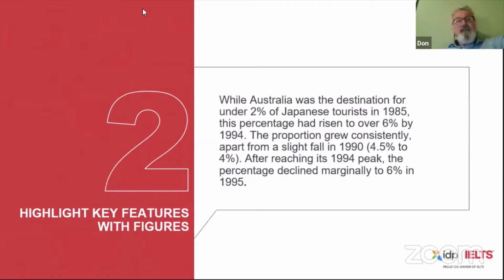The next paragraph deals with the second graph, and it does the same as the other paragraph. It uses numbers, it uses dates, and it describes very successfully the main features. It doesn't talk about every date. It doesn't say in 1985, in 1986, in 1987, in 1988, in 1989. No, it chooses the most important dates, and that's enough. Looking at the main features, not every feature.